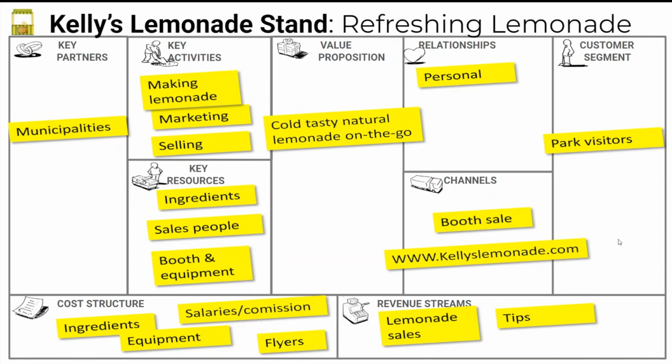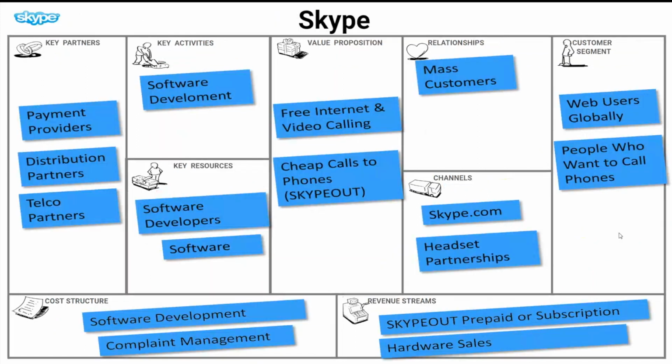Moving forward, let's talk about Skype. Let's talk about Skype. Go first. Who is the customer segment of that specific, let's say, application or that specific software? The customer segment is web users globally. Everyone can use it. So therefore, web users globally.